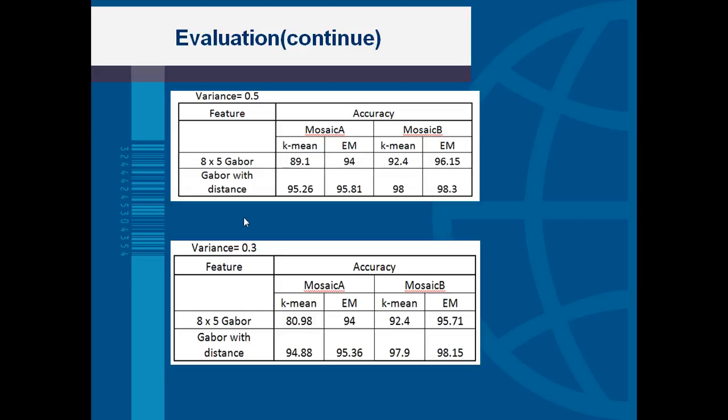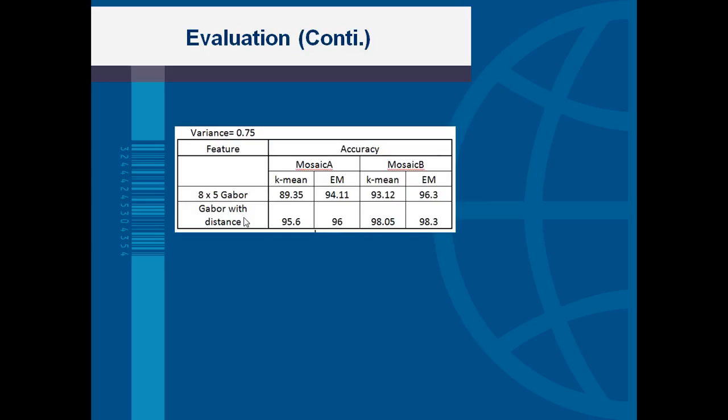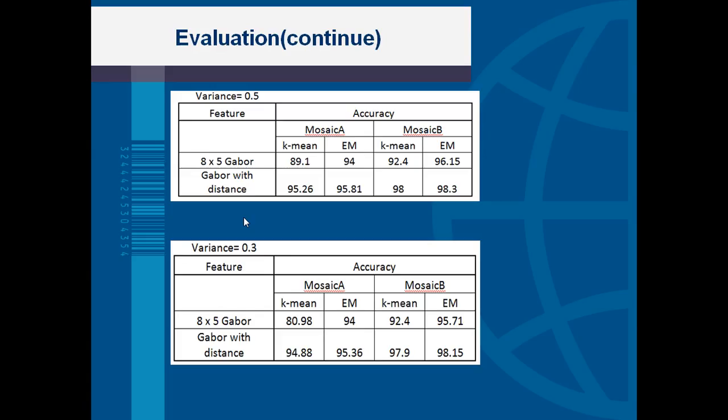Whereas in texture classification projects, larger kernel sizes are chosen so as to average over a wide range in the image. The results shown here are for a variance of 0.5, and here for 0.75, and in the previous slide we had a variance of 0.5 and 0.3.